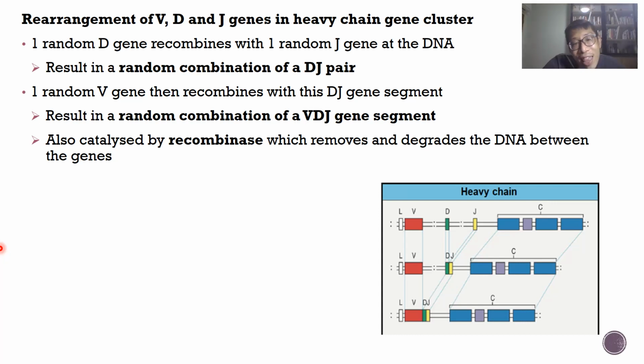Okay, so the mechanism, the process, is actually the same. It's done by the same enzyme. So there will be the cutting, the removal of DNA in between the chosen genes. It's just that in this case, instead of just VJ in one step, we have two steps, DJ first, followed by VDJ. Okay.